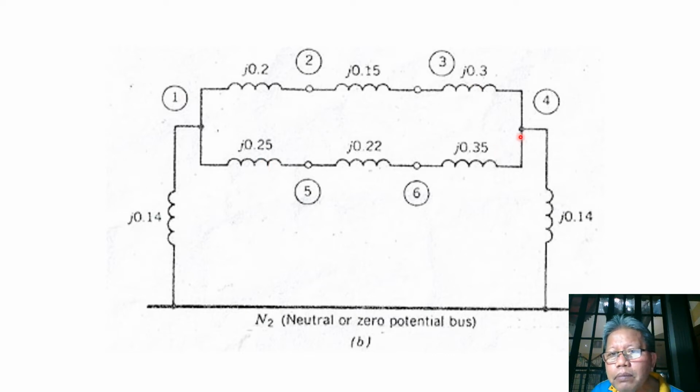And then from bus 4 to the reference neutral, we have generator 2, and it is represented by its negative sequence reactance J0.14 without, again, generated voltage here, for the same reason that our generator cannot generate negative sequence voltage.